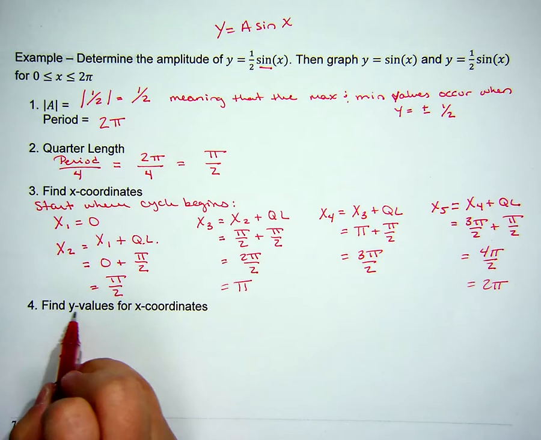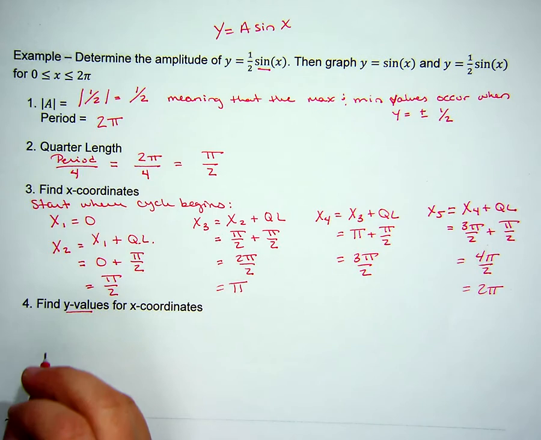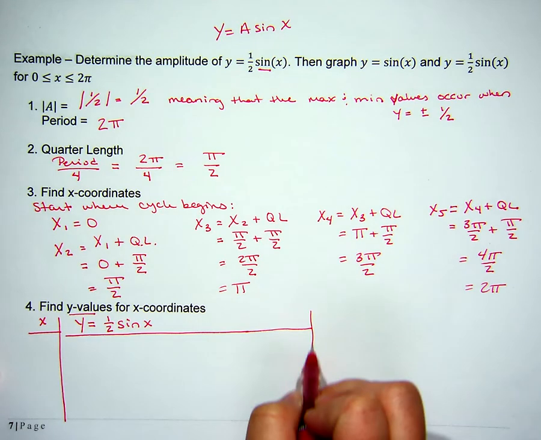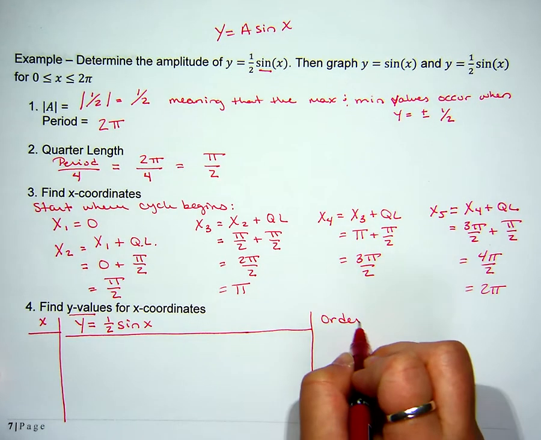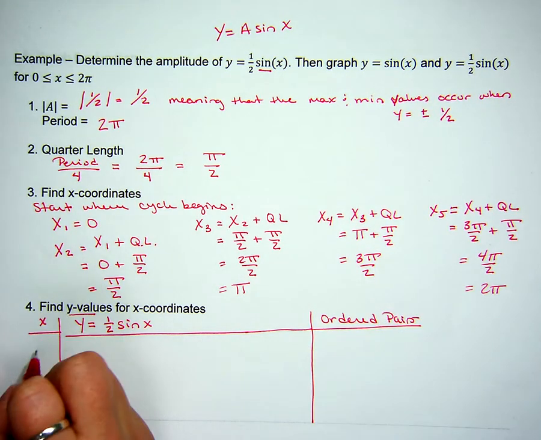Next, we have to find the y values for the x-coordinates, which means we have to produce a table of values. For a table of values, we have our x, we have our y equals the function, and then we have our ordered pairs. My x values are 0, pi over 2, pi, 3 pi over 2, and 2 pi.